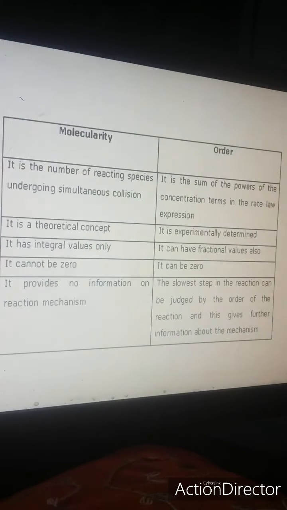Now let us talk about the molecularity and the order. Molecularity is the number of species which are reacting to give the product, while order is the sum of the powers of concentration terms in the rate law equation. Molecularity is a theoretical concept, while order is experimentally determined. Molecularity cannot be zero, because the number of reactants cannot be zero, while order can be zero, because many times the rate of reaction is not depending on the concentration, it is depending on some other factors.